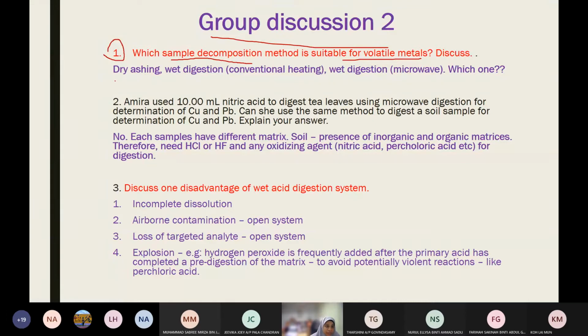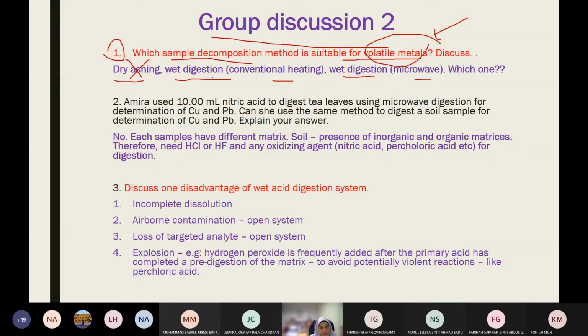In my lecture, I gave you 3 types: dry ashing, and wet digestion, which is conventional heating, and the microwave. As I mentioned during the third lecture, dry ashing involves the evaporation of the moisture. The second step is the evaporation of the volatile materials, so they will get rid of all the volatile metals. Only then will they burn off your organic compounds, the organic matrices. So in this case, dry ashing is not suitable at all, because it will get rid of all your volatile metal, and your volatile metal here is your targeted analyte. The targeted analyte cannot simply be lost in an open system. So dry ashing is not suitable.